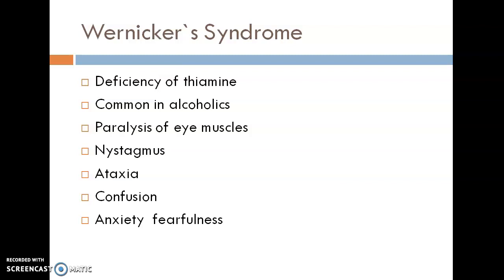ophthalmoplegia, that is paralysis of the eye muscles; nystagmus, a rapid and involuntary movement of the eyeball; and ataxia, which means loss of coordination in body movement. So it leads to ophthalmoplegia, nystagmus and ataxia.